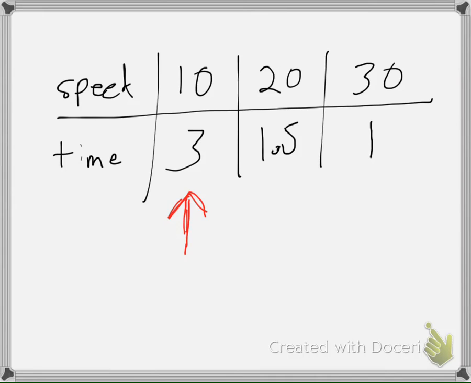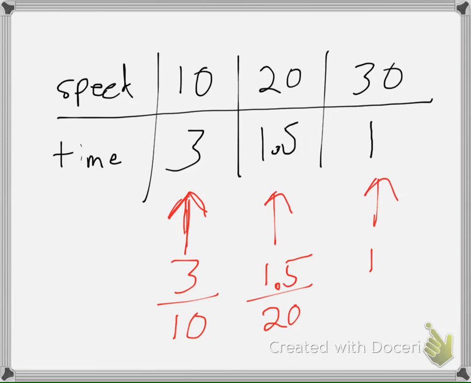3. Remember, x is always on the left or on the top, and y is always on the right or the bottom. So this would be 3 over 10. This one would be 1.5 over 20. And this one would be 1 over 30. Now, are those the same values? No, and if you're not sure, you can change them to decimal form.